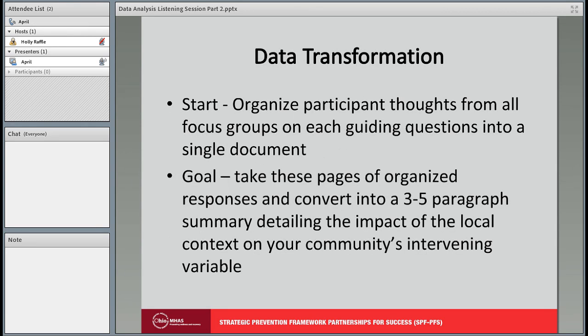So where you should start at the beginning of this webinar from last time is that you've organized your participant thoughts from all your focus groups on each guiding question into a single document. So you have documents for each question that make up the entirety of your focus group information. The goal after this webinar is to take these pages and pages of organized responses and convert them into a summary, ultimately a 3 or 5 paragraph summary that you can use in a report on your listening session. And this should detail the impact of the local context on your community's intervening variables.